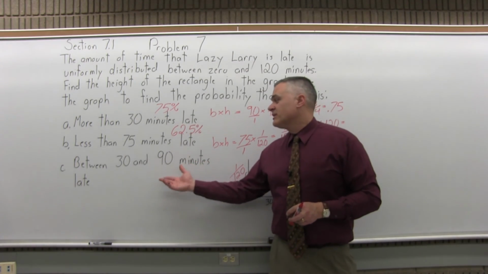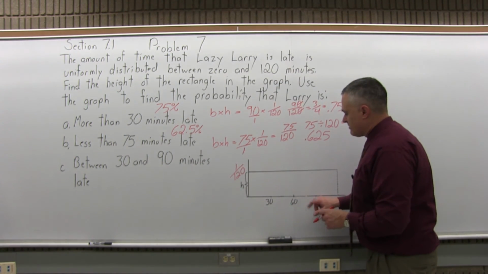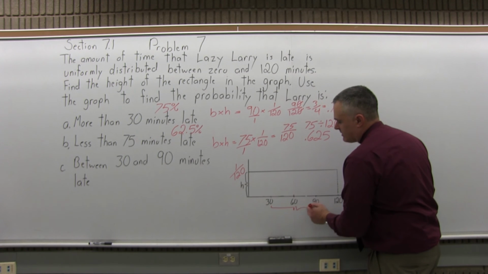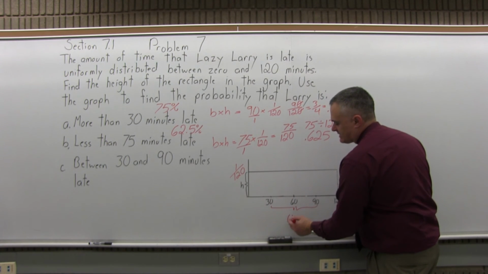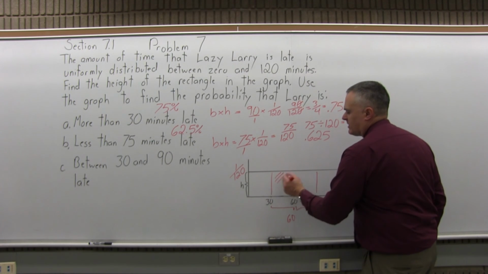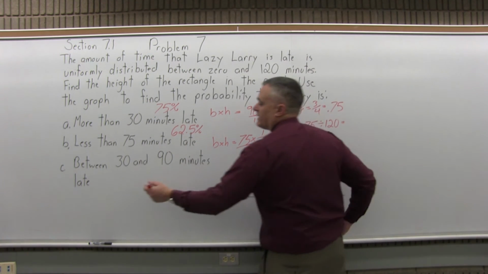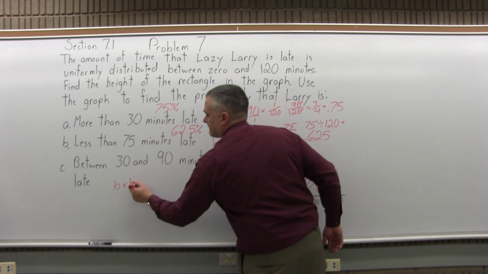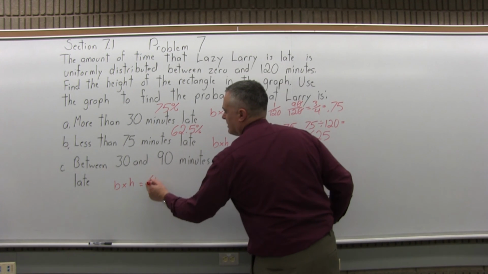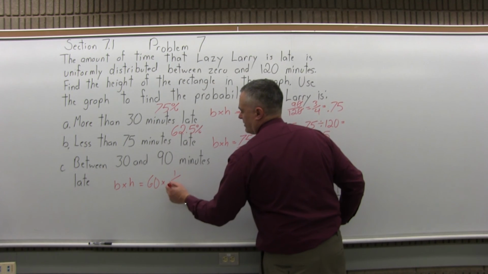So C, find the probability that Larry is between 30 and 90 minutes late. So we'll start with a fresh drawing of our rectangle between 30 and 90. So from 30 to 90 is 60 minutes. 30 plus 60 is 90. So we want to basically find the area of that kind of middle section of our rectangle. So again, it's a rectangle. We're going to find the area by doing base times height. The base, again, from 30 to 90 is 60 minutes. And the height for parts A, B, and C is 1 over 120.